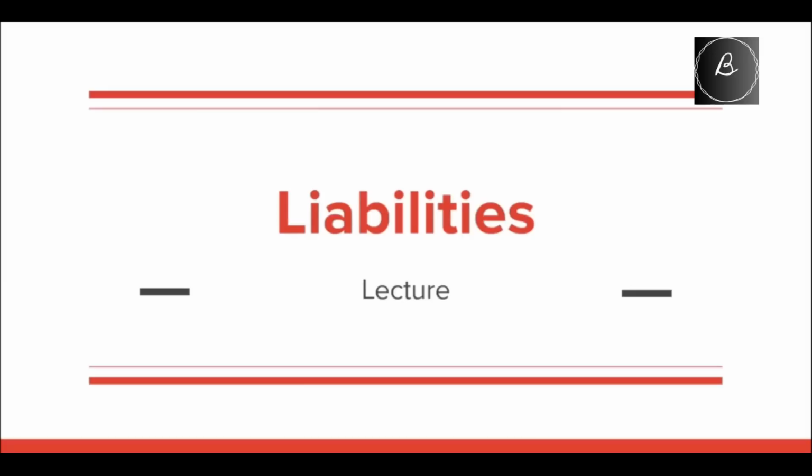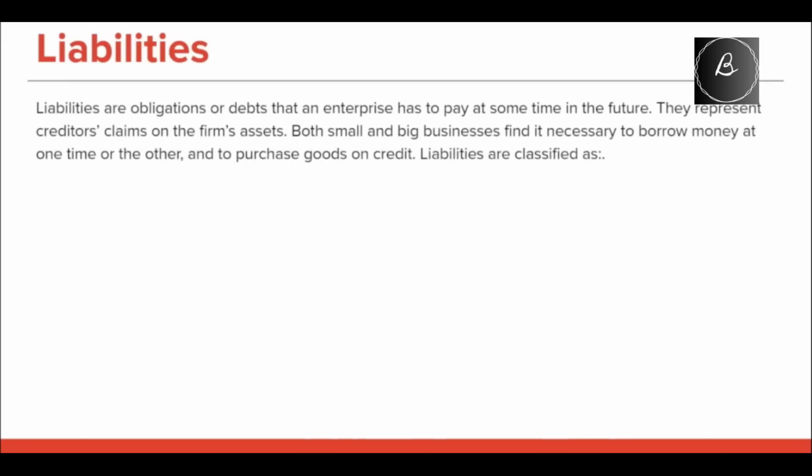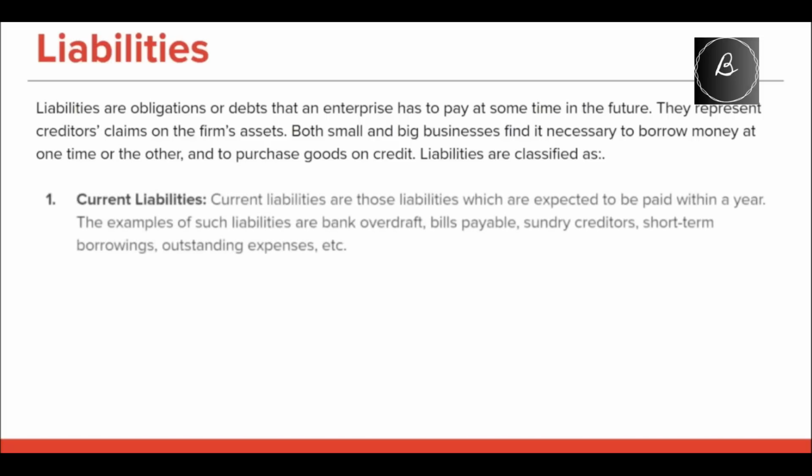Hi, let us now understand liabilities. Liabilities are obligations or debts that an enterprise has to pay at some time in the future. They represent creditors' claims on the firm's assets. Both small and big businesses find it necessary to borrow money at one time or the other and to purchase goods on credit. Liabilities can be classified as: Number 1.